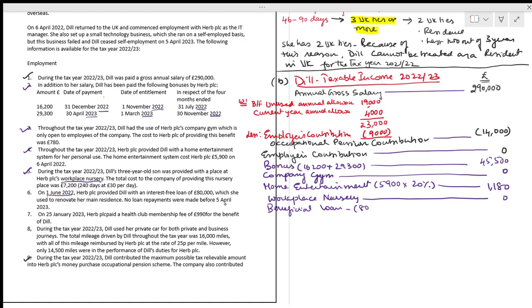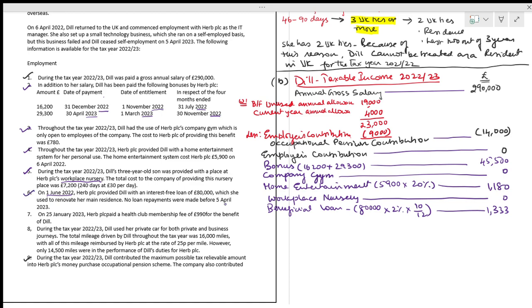How much? 80,000. See, 10,000 is the maximum amount. Okay, you have to be very clear. Times 2% times how many months? 10 months. Okay, it comes to how much? It comes to 1,333.